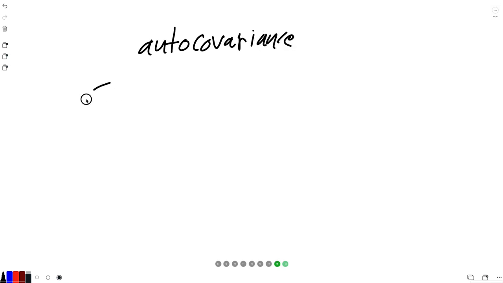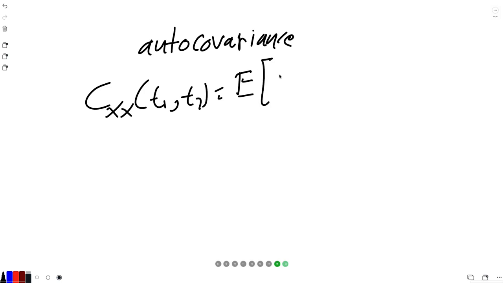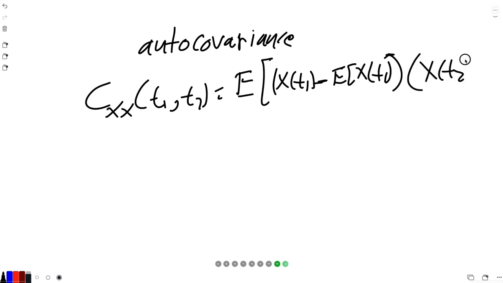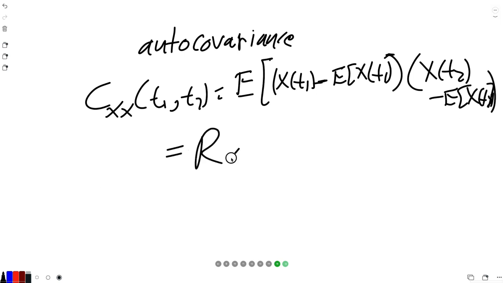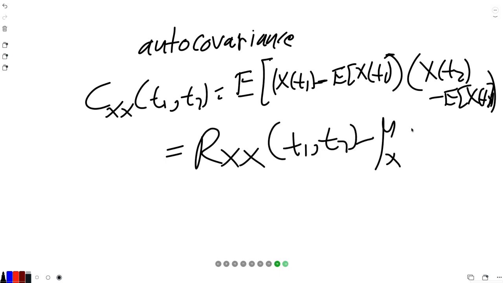The auto covariance is defined as Cxx, but now we put t1 and t2, and this will be the expected value of x at t1 minus the average of x at t1, which means mu at t1, multiplied by x at t2 minus the expected value of x at t2. And this of course equals the autocorrelation function between t1 and t2 minus the mean at t1 multiplied by the mean at t2. So this is generally for a random process.